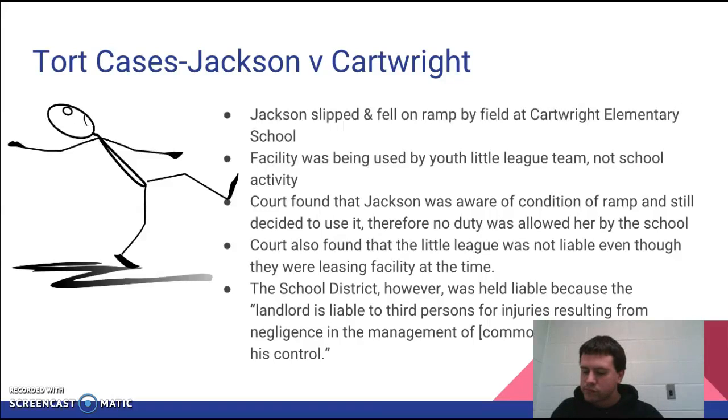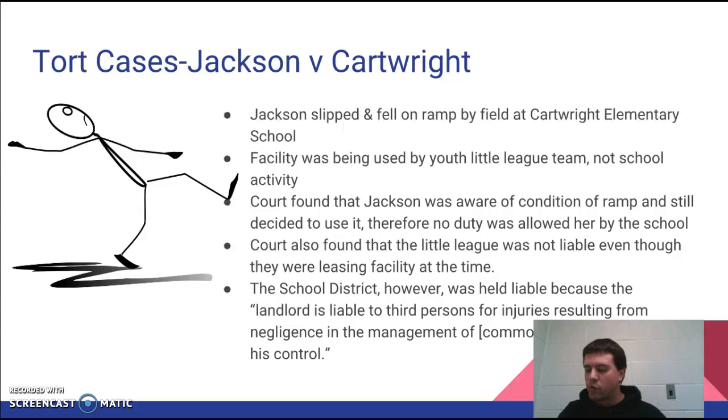Jackson was well aware of the condition and potential risk associated with using the ramp, but continued to use it anyways. Therefore, there was no duty owed by the school or the Little League team. The court did decide that the Little League was not liable for the fall, even though they were exercising their lessee rights when the fall occurred.